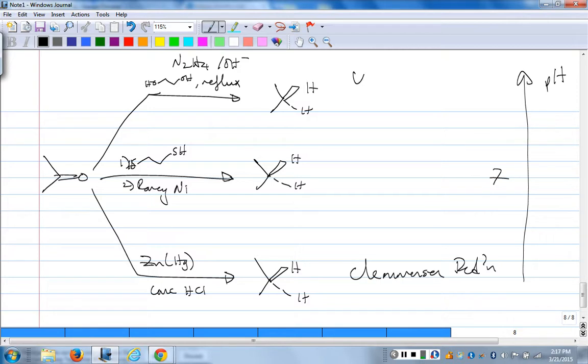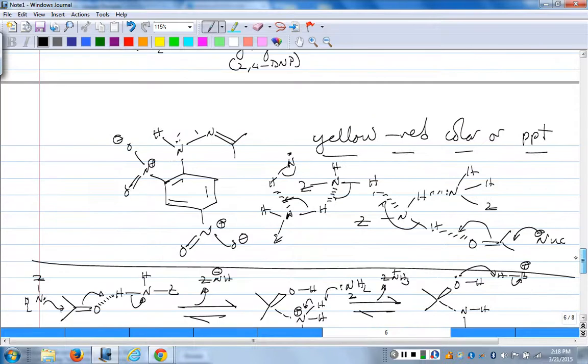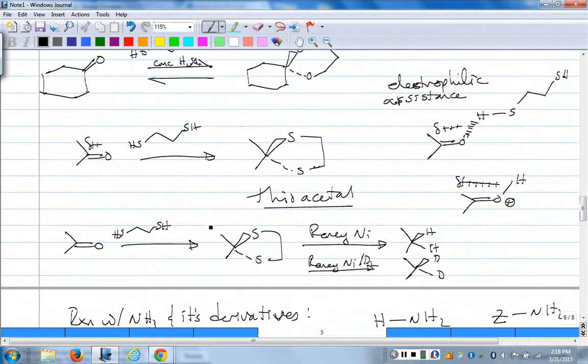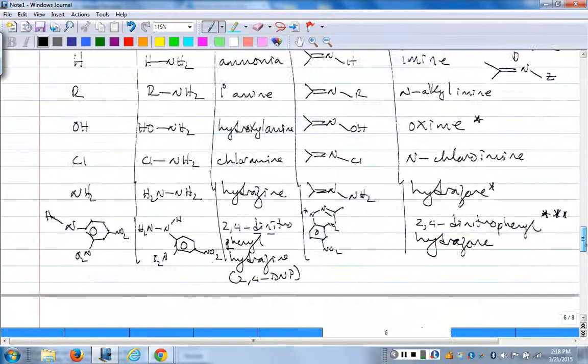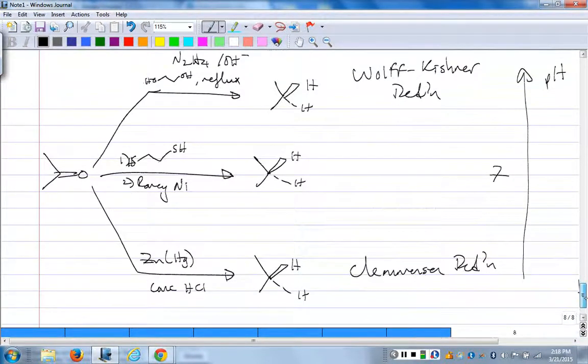This one is called the Wolff-Kishner reduction. We are not responsible for the mechanism of the thioether reduction, except for drawing the mechanism for how the thioether is formed, and that's a pretty straightforward reaction, which pretty much resembles the reaction of the acetals, right? That's the acetal type reaction. But the reduction with Raney nickel is not relevant.